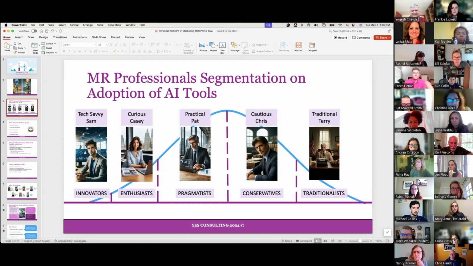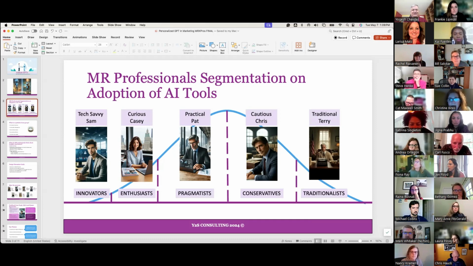Cautious Chris, tech savvy Sam, there you go. Curious Casey, the enthusiast, yeah. Pragmatist, curious, cautious, enthusiast, right? Okay. Pragmatist. Anybody on the conservative side or the traditionalist side, I'm curious? No? That's good. All right.